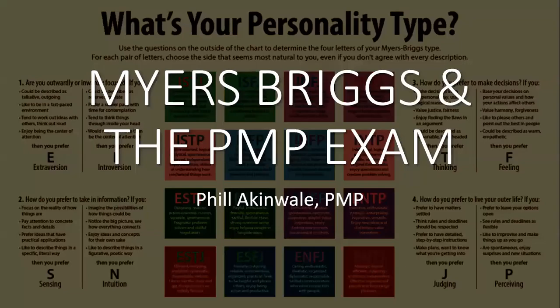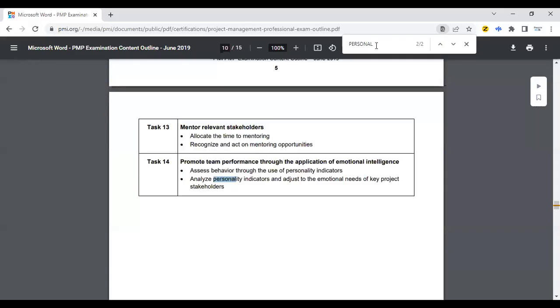Hello, my friends. Today we're going to talk about the Myers-Briggs and the PMP exam. You do know that the PMP exam is based on the PMP exam content outline on this screen. And if you look for the word personality, you'll find that task 14 under people has promote team performance through the application of EI, assess behavior through the use of personality indicators, analyze personality indicators, and adjust to the emotional needs of key project stakeholders.